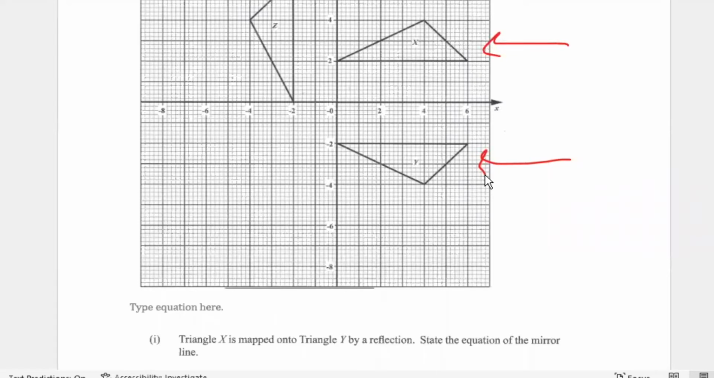We looked at mirror lines before, and we stated that the mirror line is the halfway mark between both images, or the object and the image rather. So looking at X and Y, where is this reflection taking place? And remember, you're writing it in the form of an equation. Very good. It is taking place at the point y equals 0, which is right here. So our equation would be y = 0.